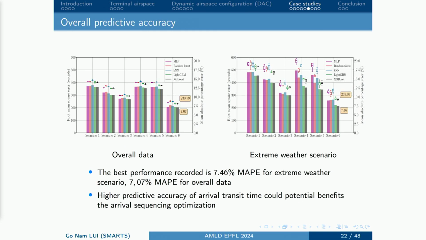So this is the overall predictive accuracy combined with other things we consider, like the trajectory, topology, something like that. And the best performance can reach around 7% for both cases. And this kind of high predictive accuracy for arrival transit time can potentially benefit arrival sequencing optimization.